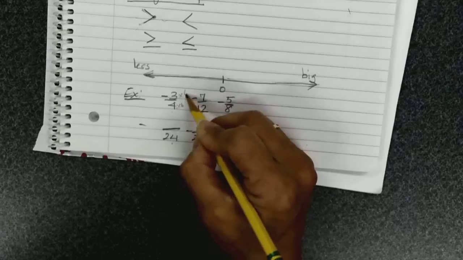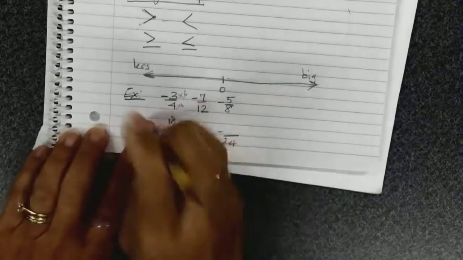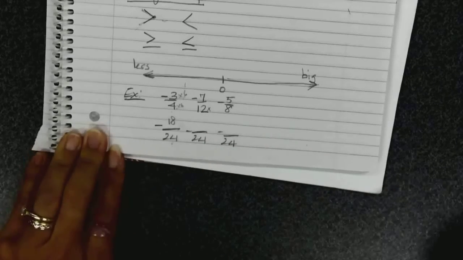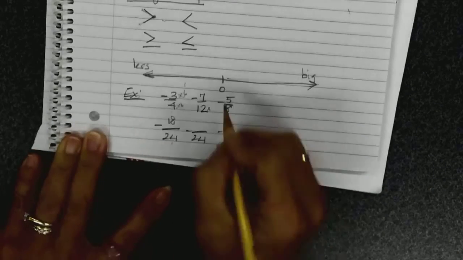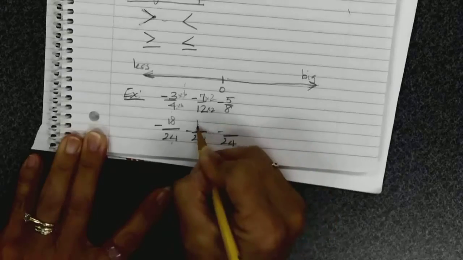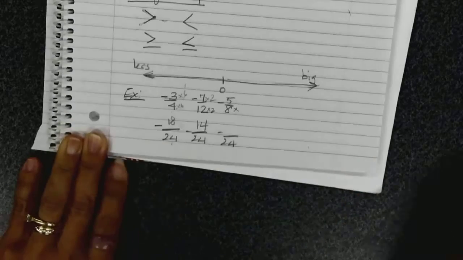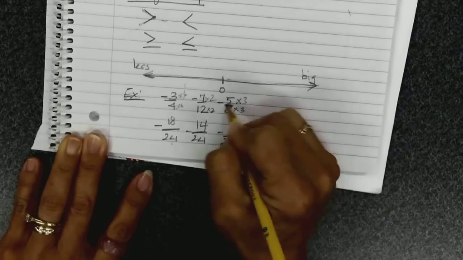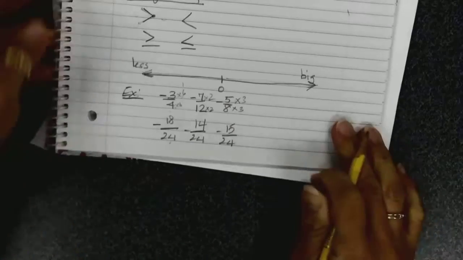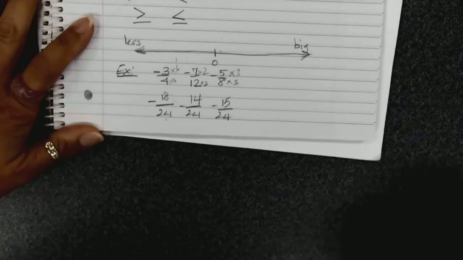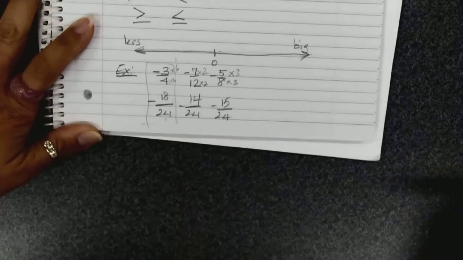6. So we're going to multiply top and bottom by 6, so this is 18. So that's -18/24. All right. What do I need to multiply that by? Millie? 2. So multiply that by 2, that's 14. What do I need to multiply 8 by? 3. So 3 times 5 is 15. So out of these, which one is the smallest value? 14. Right here, this is the smallest.